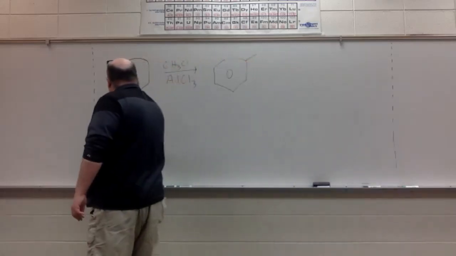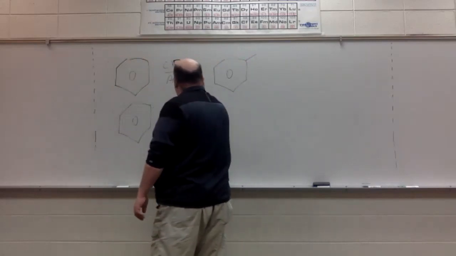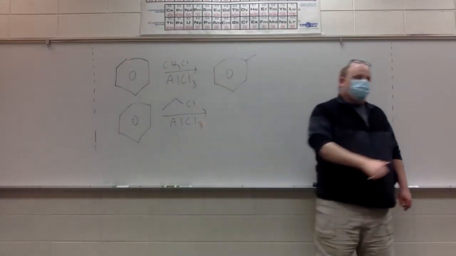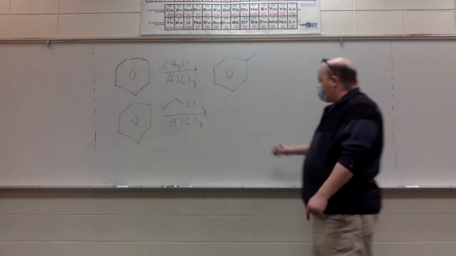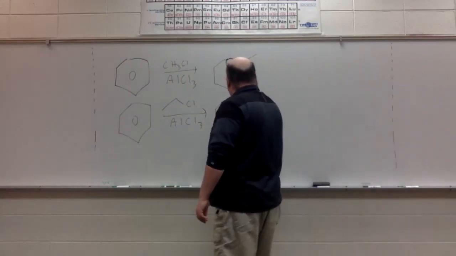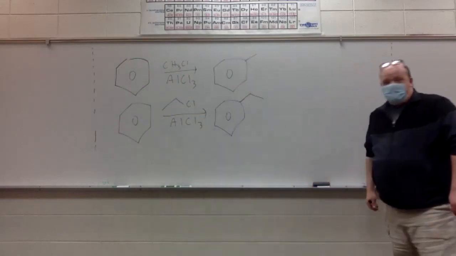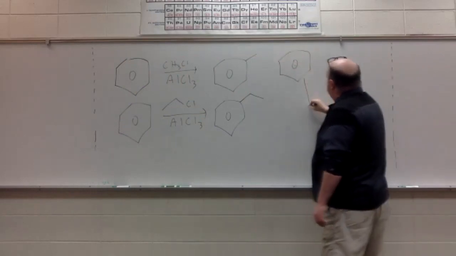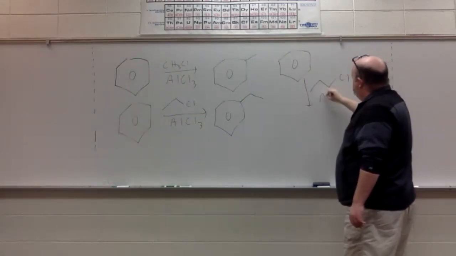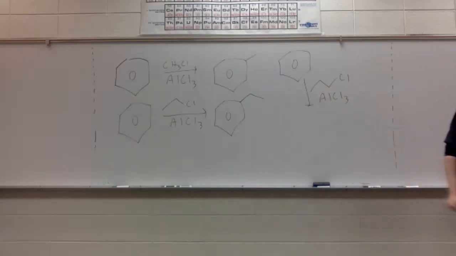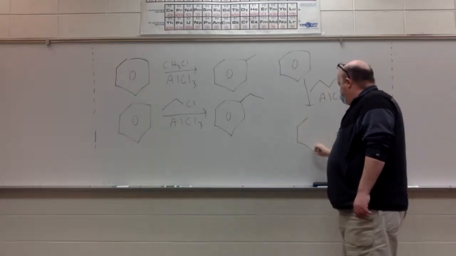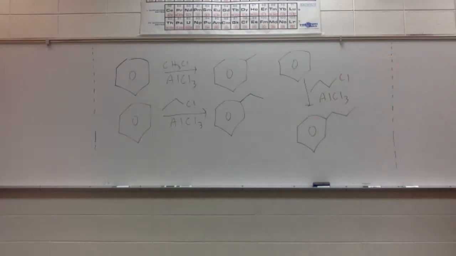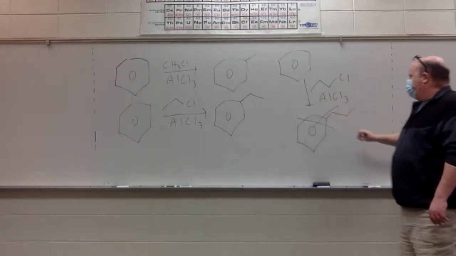If we wanted to put an ethyl group on there, we would put a corresponding ethyl group on from your alkyl chloride. What if we want to put a propyl group? Put a 3-carbon chain alkyl chloride. Get that? No. That doesn't work.